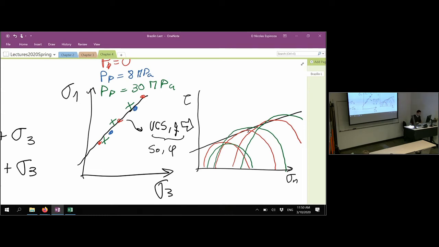So don't worry if that line doesn't touch that line.